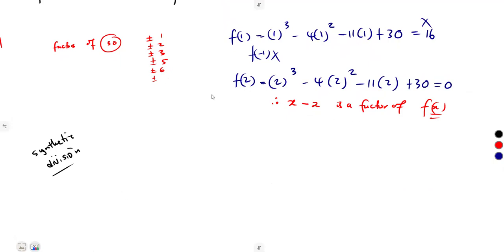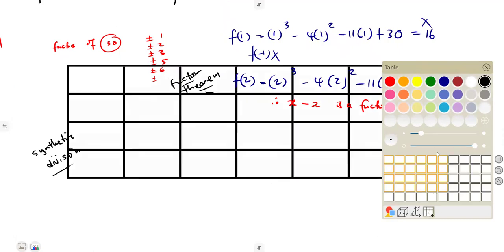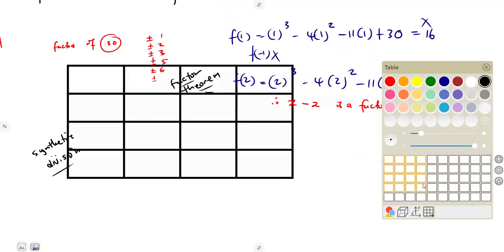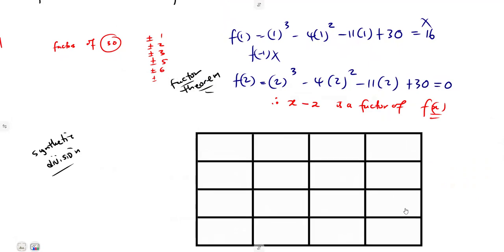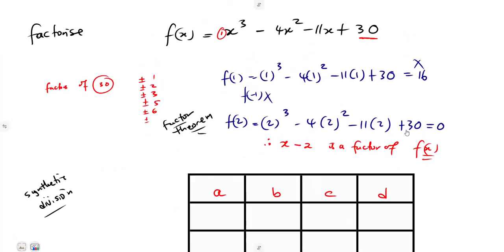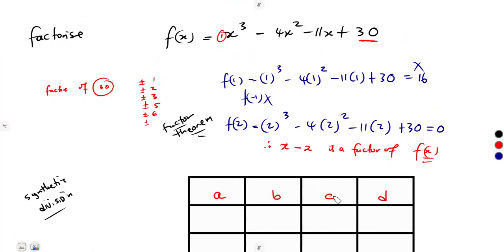This part of our factor theorem, guys, is to be applied for any method. The factor theorem, you must understand it very clearly. Then you can use your synthetic division, whatever method you are going to use. All right, from the previous one, we saw that 4 boxes are enough. Let me just write A, B, C, D. Remember, these are the constants from our f of x. So our A is 1, our B is -4, our C is -11, our D is 30.